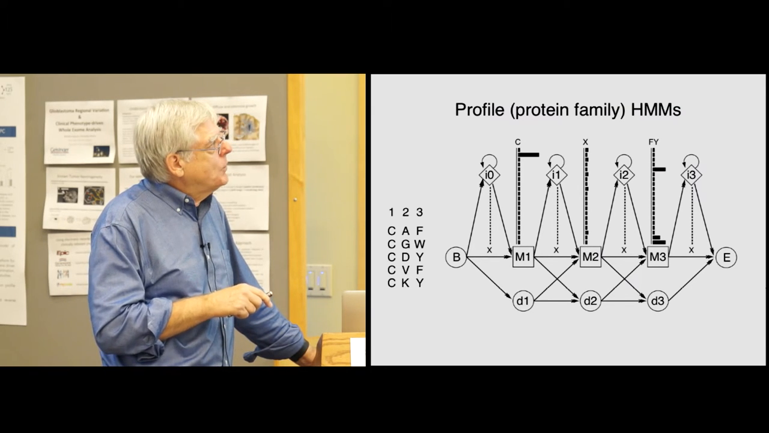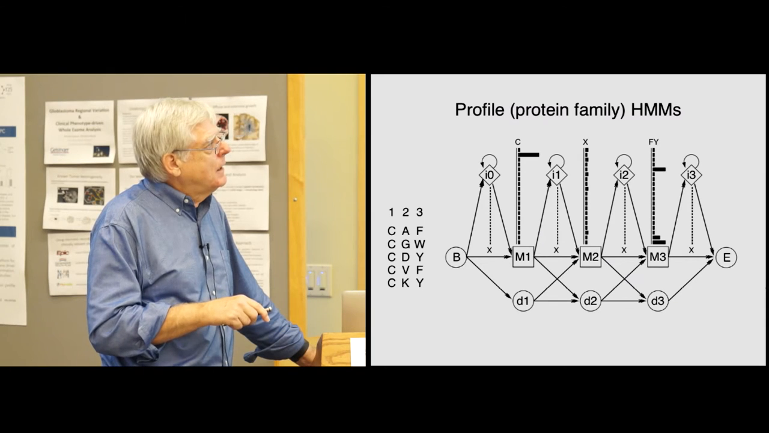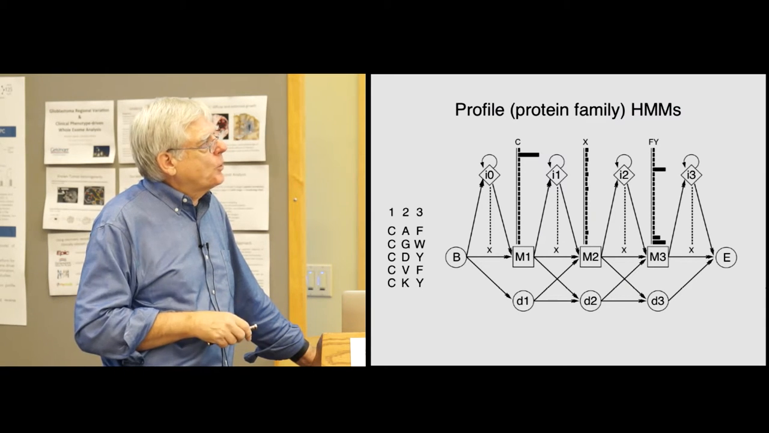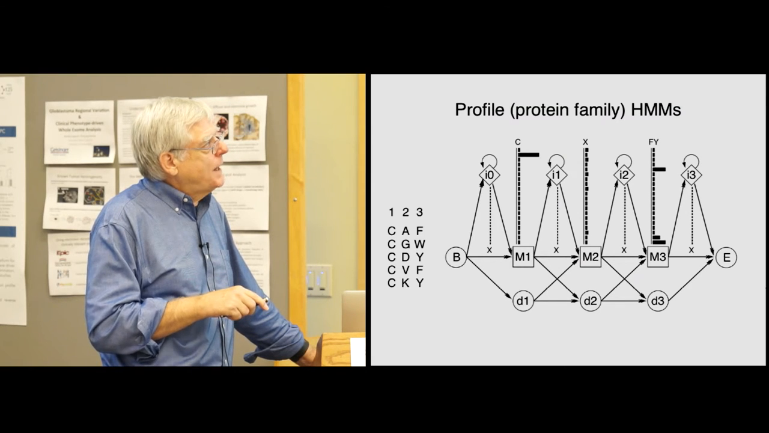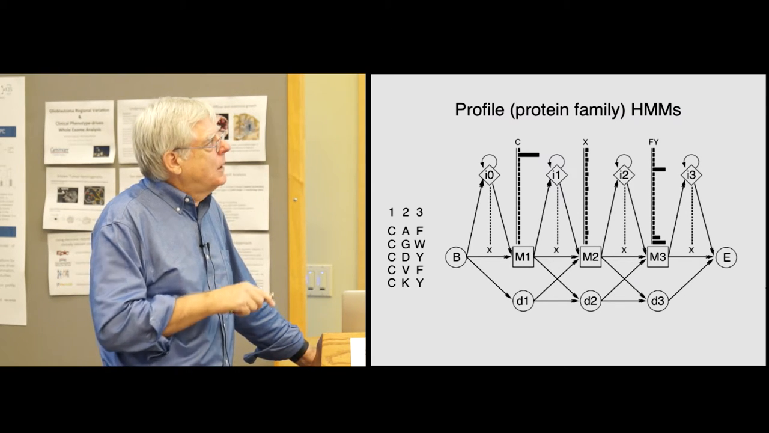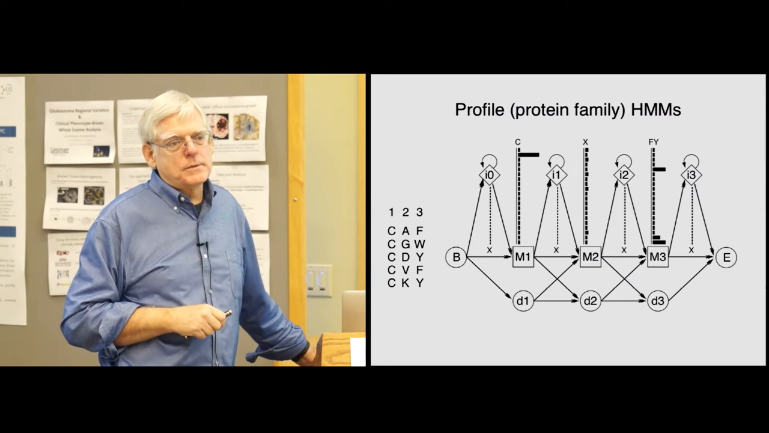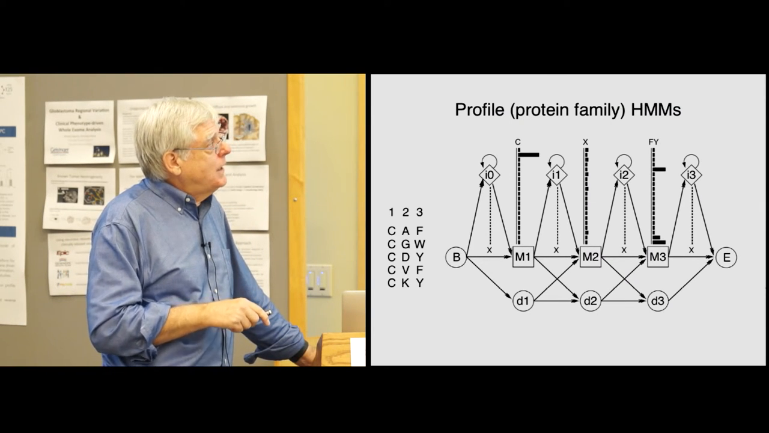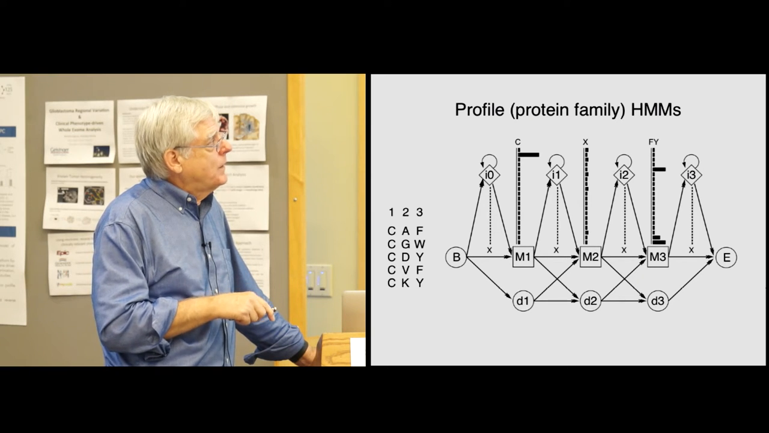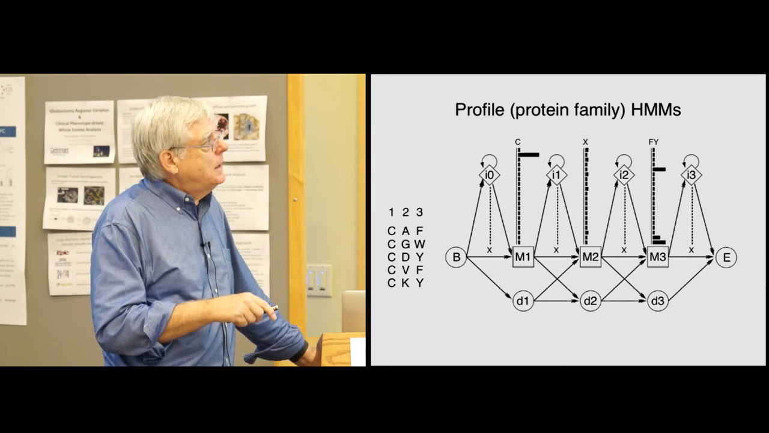And so I'm going to take this multiple sequence alignment, and I'm basically going to build a hidden Markov model using this data. So basically each one of these match states corresponds to one of these columns. Okay? And then we could also have data where sometimes we are missing one of these columns. So that would be a delete state.